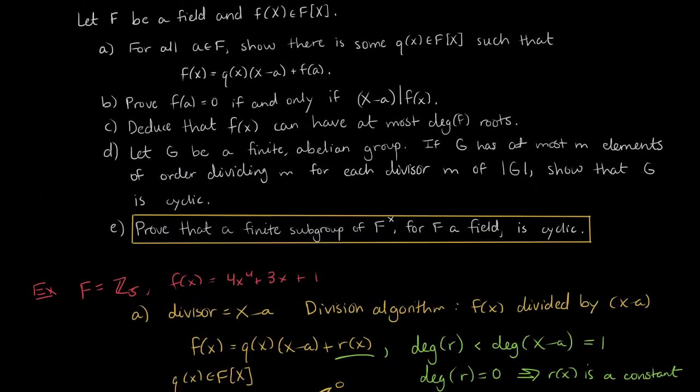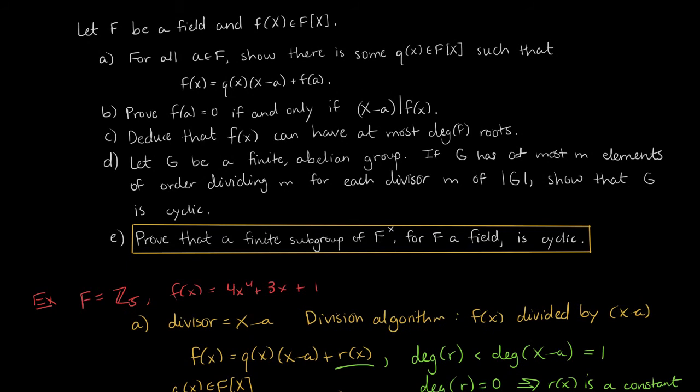It can't have more than that many roots. Now let's move on to part D. This is probably the most tricky problem because it's making that leap in the argument that's going to let us solve part E nicely. So part D says, let G be a finite abelian group.